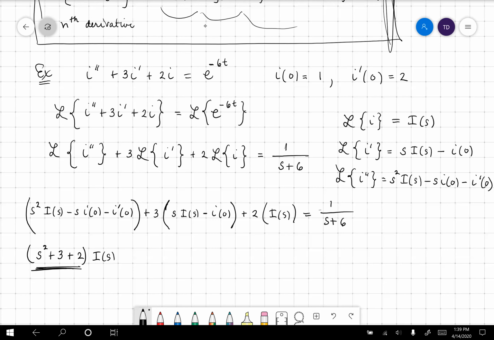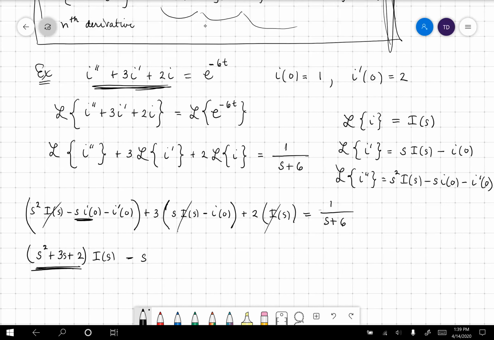Does that look like the characteristic equation for this differential equation? Yes or no? So that's that term, that term, that term. Now all I'm left with are these other constants. So let's see what they are. So i at 0 is 1. So this is minus s times 1, minus s. Should that not be s squared plus 3s plus 2 I of s? Yes, thank you. Thanks, Jack.